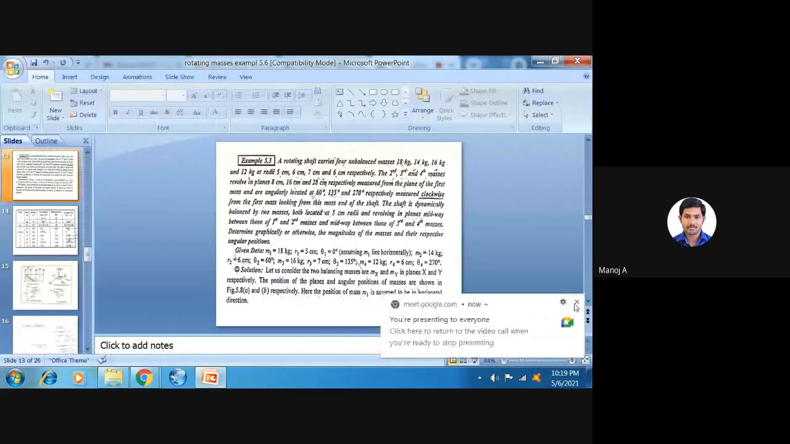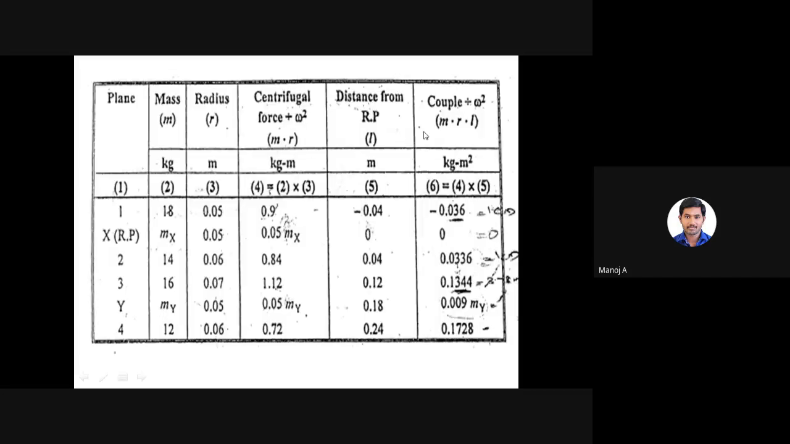Okay, next problem is 5.3. The example: the rotating shaft carries four unbalanced masses, 18 kg, 14 kg, 16 kg, and 12 kg of radius 5 cm, 6 cm, 7 cm, 6 cm. So radii are given, masses of all things are given. So we have to create the plane.